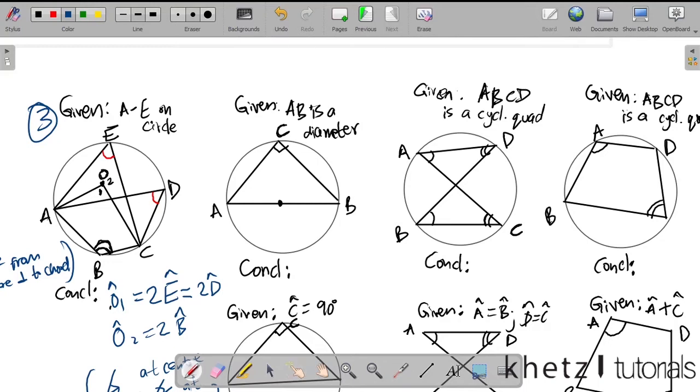So given that AB is the diameter, the conclusion that we can make is that C is equal to 90 degrees. And the reason for that would be angle in semicircle. Angle in semicircle. So basically the diameter is a line which moves from one point of the circle to the other point, passing through the center.